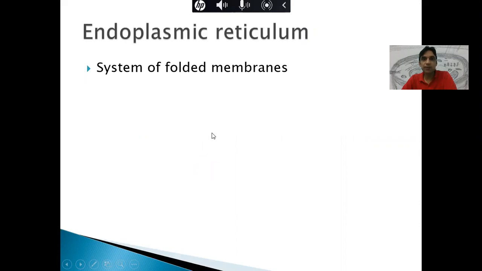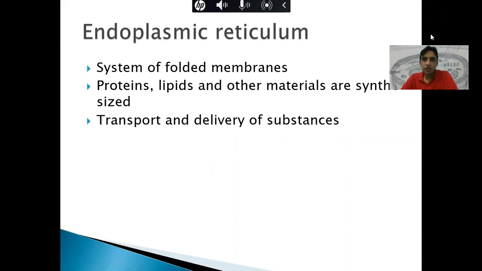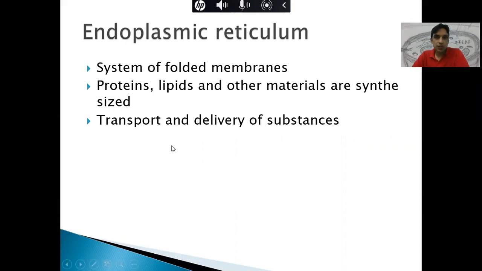The next is the endoplasmic reticulum, which is a system of folded membranes present within the cytoplasm. They are made up of proteins, lipids, and some other materials as well. And their job is the transport and delivery of different substances within the cells and outside the cells. And this is the place where proteins, lipids, and certain other molecules are also created. The endoplasmic reticulum is of two types.